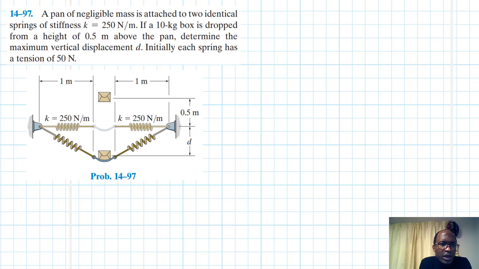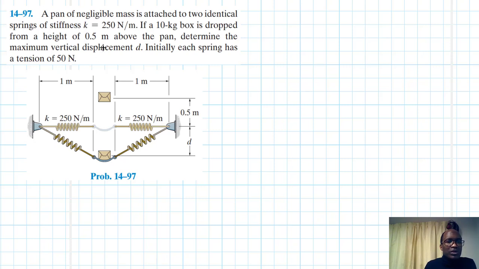The problem reads: a pan of negligible mass is attached to two identical springs of stiffness 250 newtons per meter. If a 10 kg box is dropped from a height of 1.5 meters above the pan, determine the maximum vertical displacement D. Initially, the spring has a tension of 50 newtons. This problem is coming from Engineering Mechanics: Dynamics, 14th edition by R.C. Hibbeler.